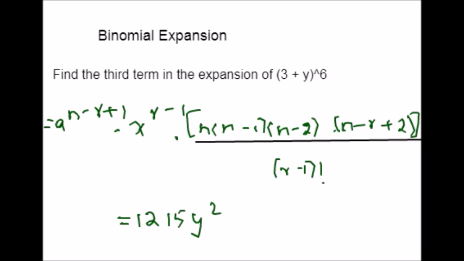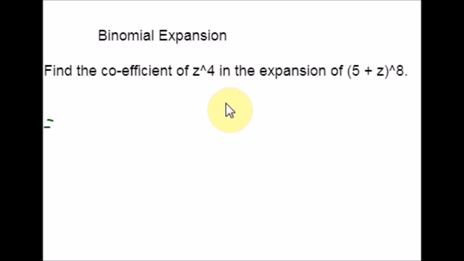Find the coefficient of z raised to 4 in the expansion of 5 plus z raised to 8. As this expansion is of the form x plus y raised to n, we are going to apply the same rth term formula. And if you're applying the rth term formula, z raised to 4 will come in the fifth term. Am I right? So this question is indirectly asking you to find the fifth term. Hence, we have to find the fifth term of this expansion 5 plus z raised to 8, where r is equal to 5 and n is equal to 8.